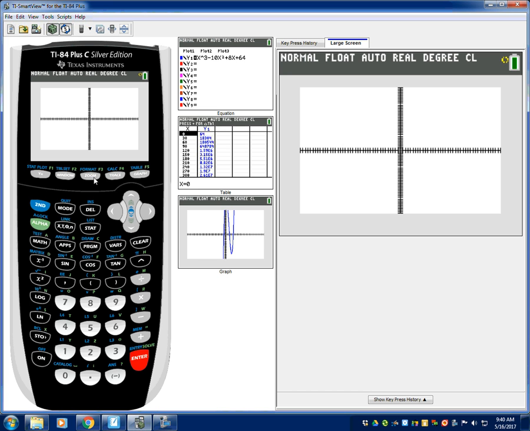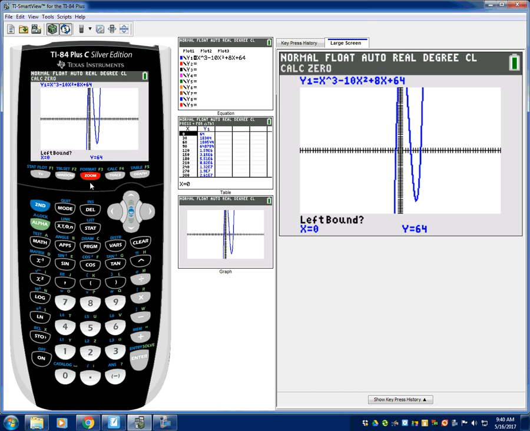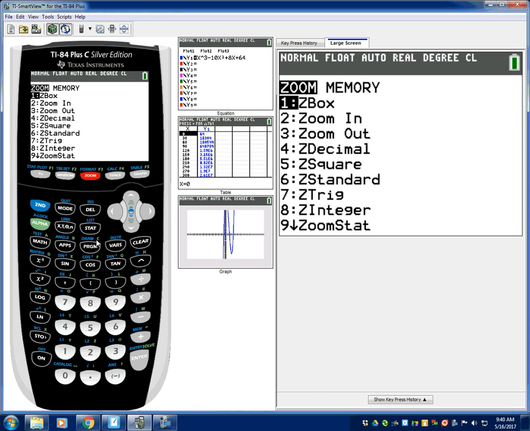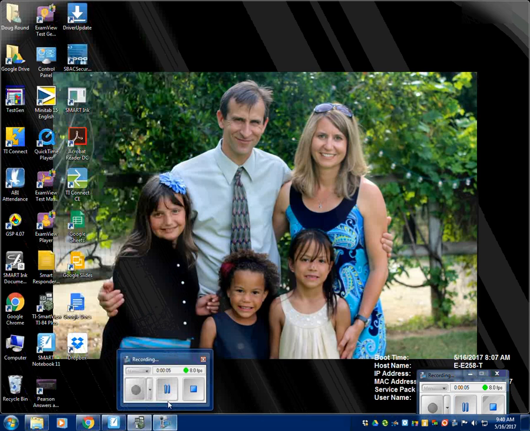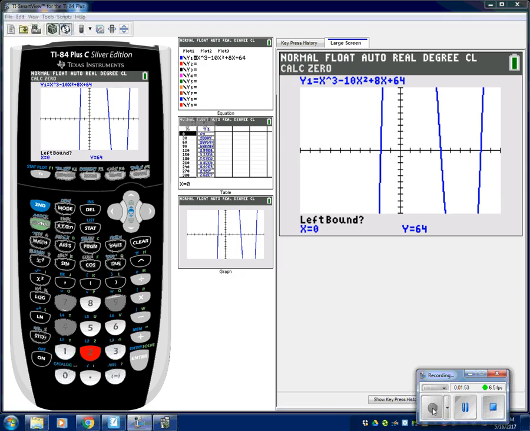Might want to change the window on this. I'm actually going to go ahead and hit zoom. Zoom and ZStandard is number 6. It'll change the graphing window to a standard graphing window. It goes 10 in each direction from the origin. And it looks like it may have died on me here. Okay, we got it back up and running.